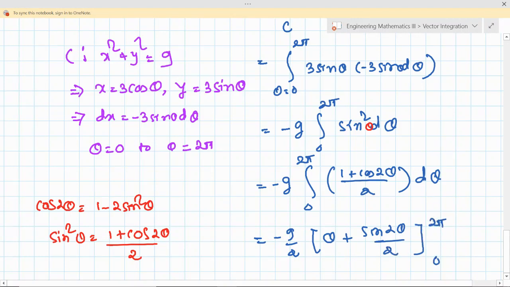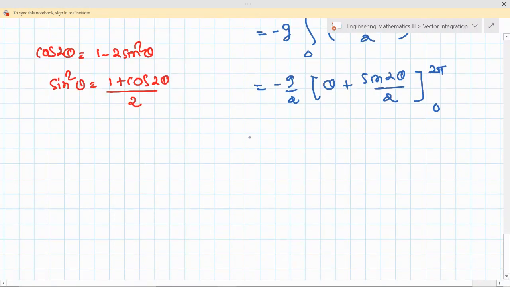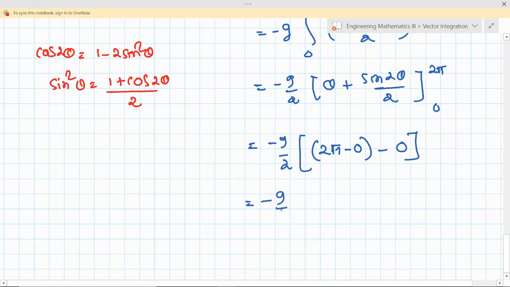For upper limit, this is 2 pi. This is equal to minus 9 by 2 as it is. For upper limit, it is 2 pi minus 0 because sine 4 pi is 0. And for lower limit, it is totally 0. And what I get here is minus 9 by 2 into 2 pi, and both the values get cancelled and we get minus 9 pi. See, in both cases, we get the same answer.